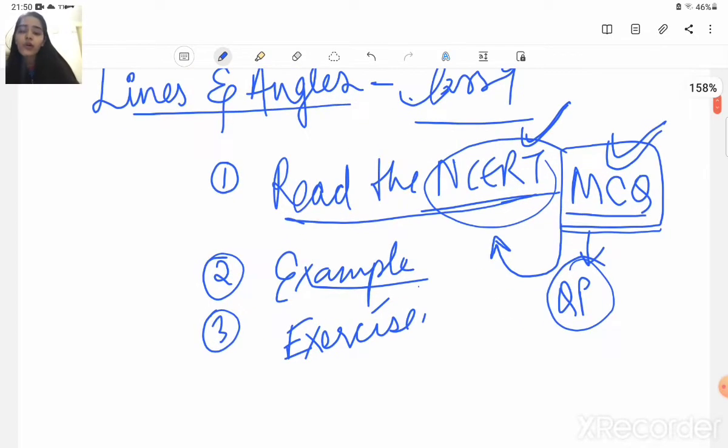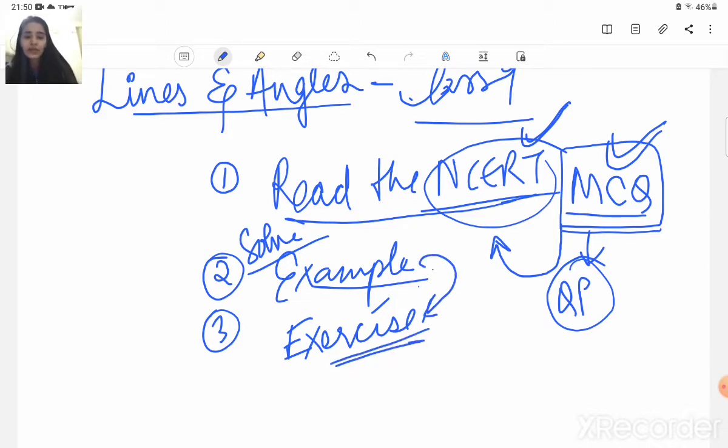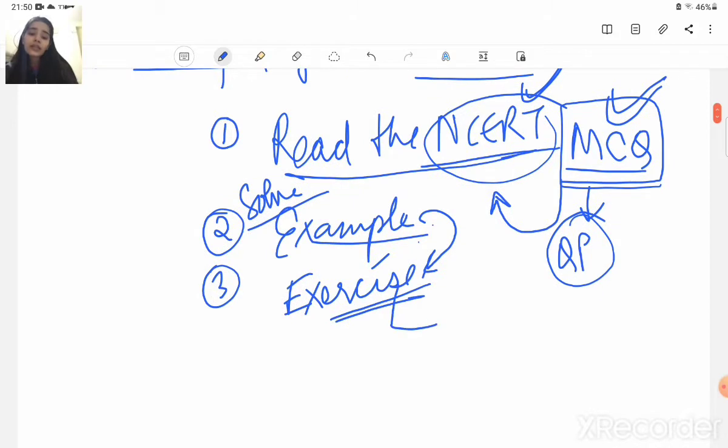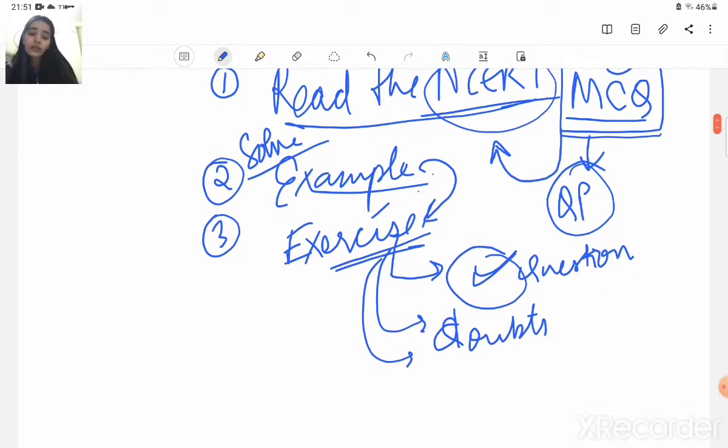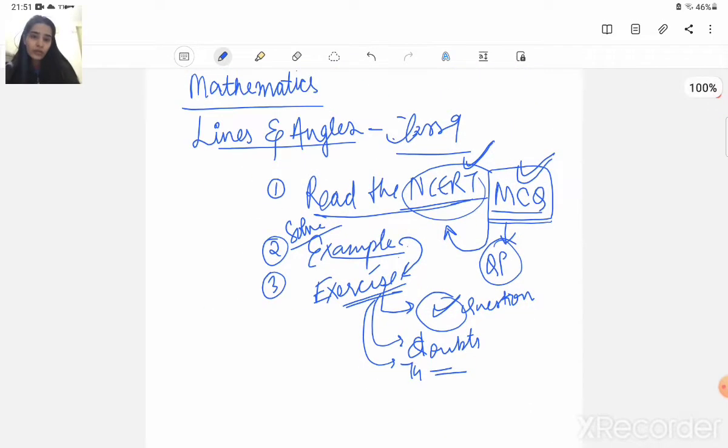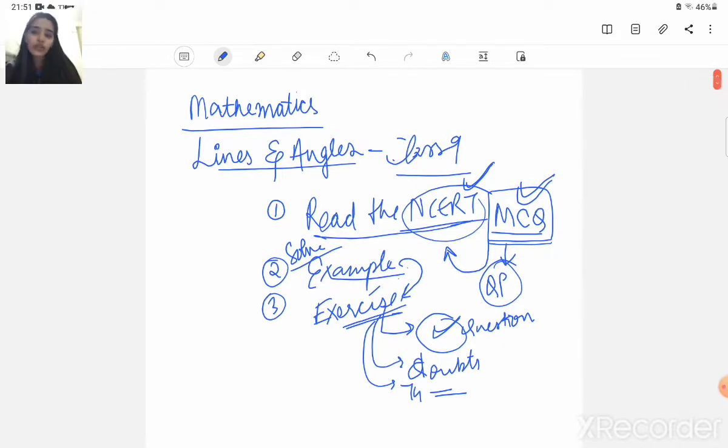Secondly, we will solve all the examples which are there in the book, and then we will do the exercise related to those examples. First of all, I'll ask you guys to attempt the exercise questions by yourself, and then we will discuss the doubts. And I will also try to solve all the questions from the exercise along with you. So this will be the basic structure of how we will be studying this chapter.